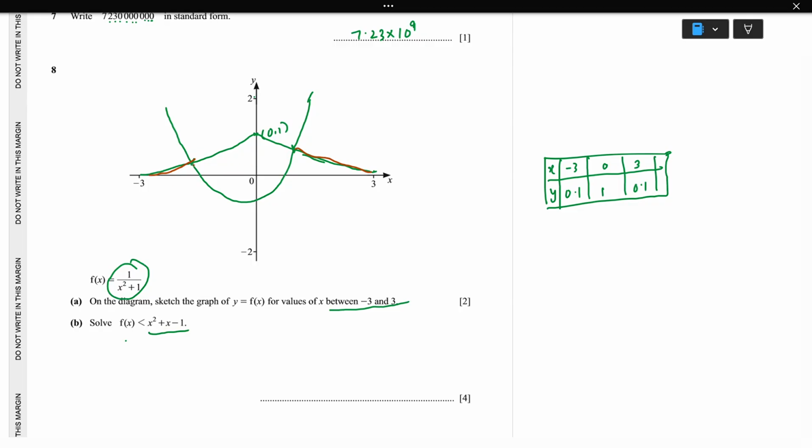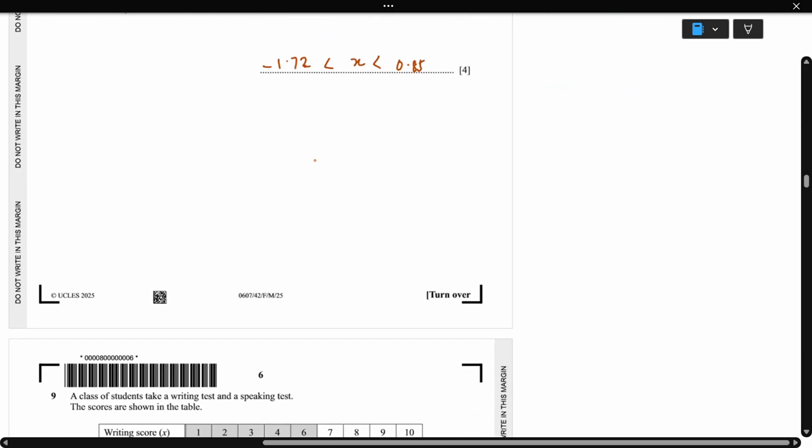Okay, so when you use the calculator, you can find these points. The left side is going to be negative 1.72. Here is less than, so you can put only less than sign: negative 1.72 less than x, less than the other point, around 0.85. Because this point on the x-axis is negative 1.72, and this on the x-axis is going to be 0.85. So below that, all are in the less than. So this is the final answer for you.